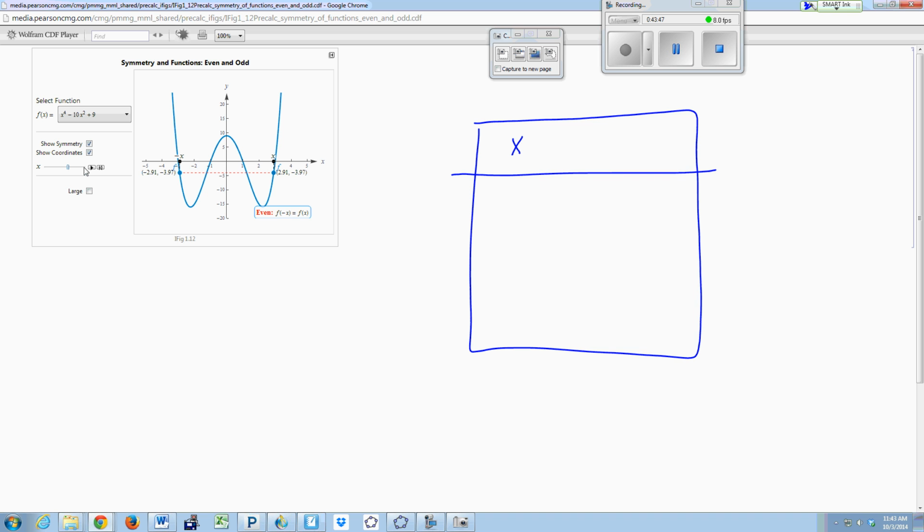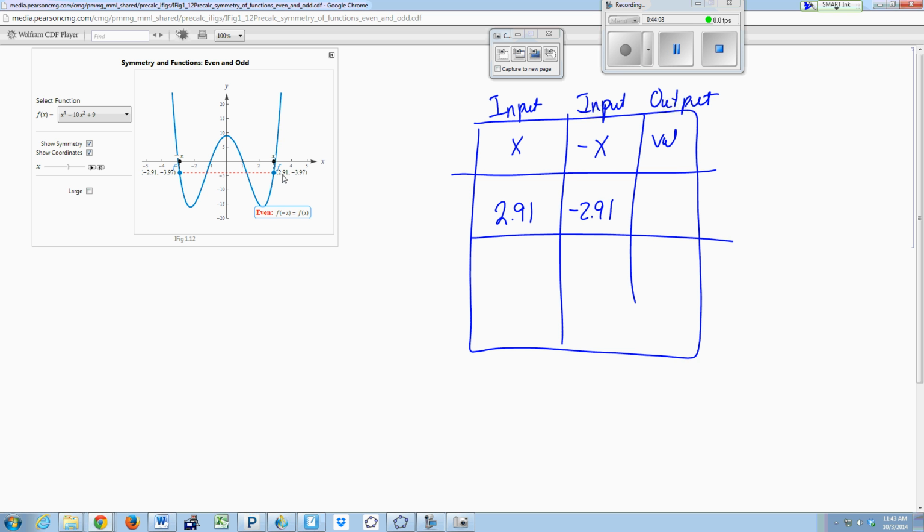X, the opposite of X, these are our 2 inputs, and then the output. Okay, output values. So here we are. Here's 2 input values, 2.91 and its opposite. What's the output value? Can you see it? Negative 3.97. We have the same y value for opposite x values.